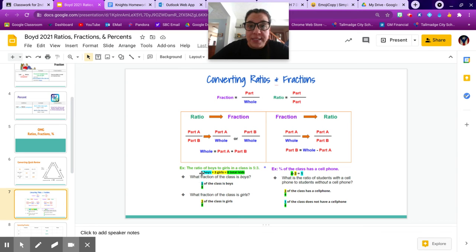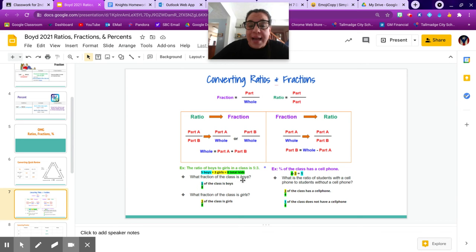So let me give you an example here. The ratio of boys to girls in a class is 5:3. So boys to girls means there are 5 boys for every 3 girls. So that's my ratio. I'm going to add those 2 parts together. 5 boys plus 3 girls. That's 8 total students that I'm talking about in the class. So that's my whole. Now I can write 2 fractions.